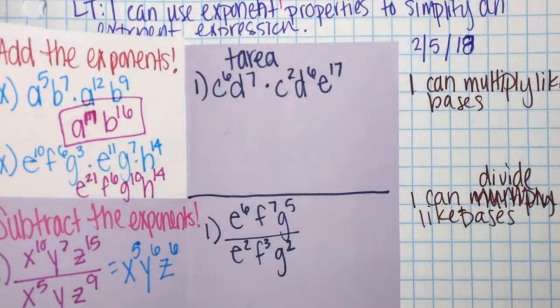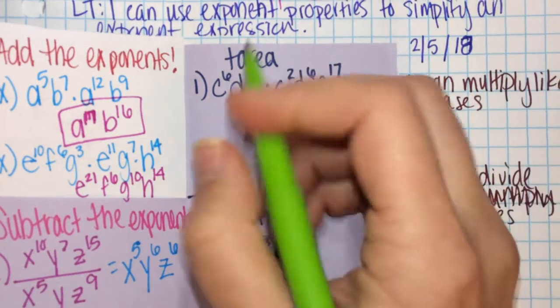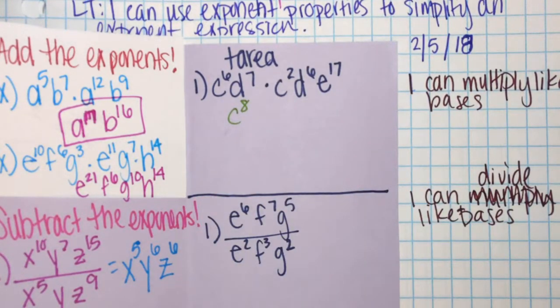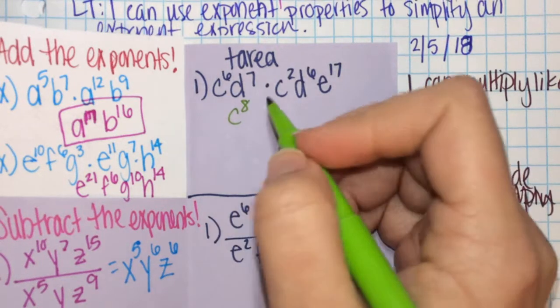Alright, so for number 1, what was your answer to the first one? No, we are not old white women playing bingo. Old white woman.